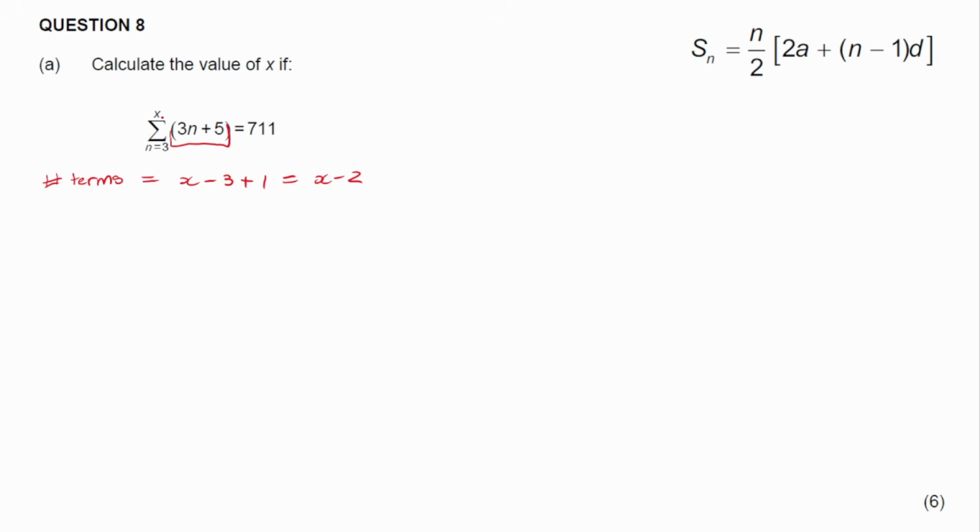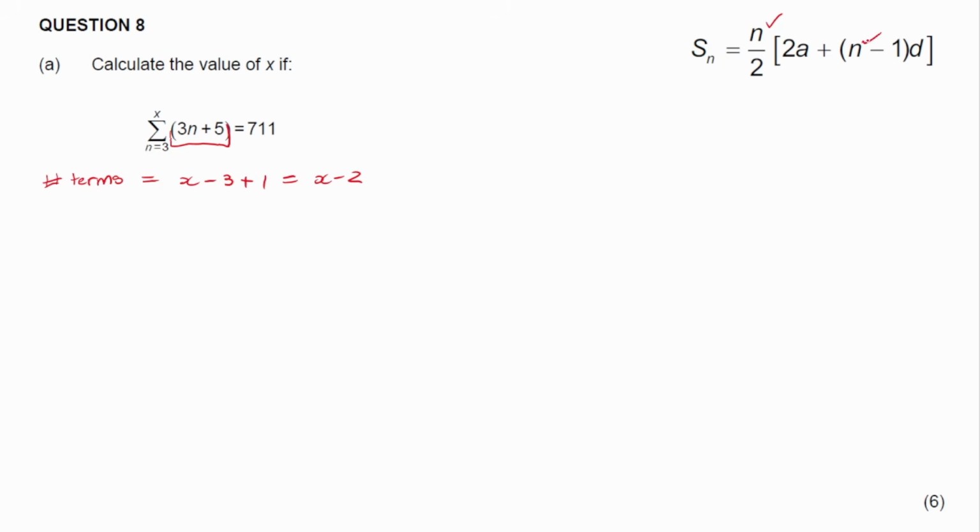So this wouldn't matter if we started at n equals 1, because in that case, the number of terms would just be x, because you say x minus 1 plus 1. So normally we don't worry too much about this, but in this case, because we're starting at n equals 3, we need to take extra care with the number of terms. All right? So in this equation here on the right, n is for the number of terms. So we know the number of terms. It's this thing over here.